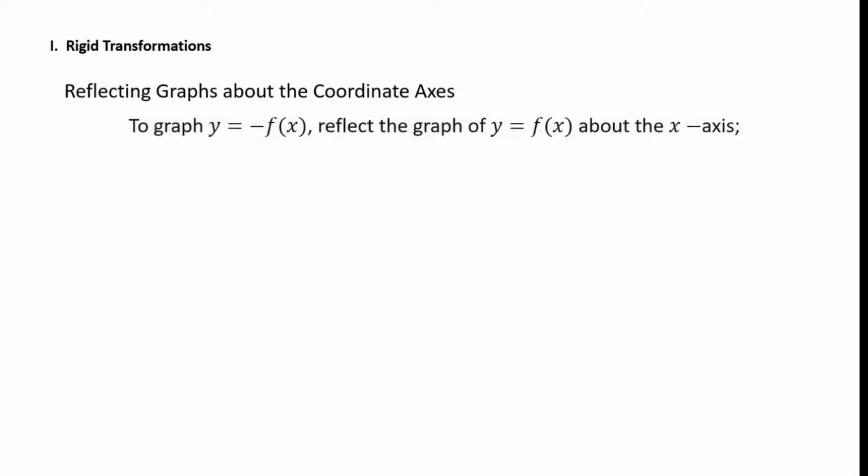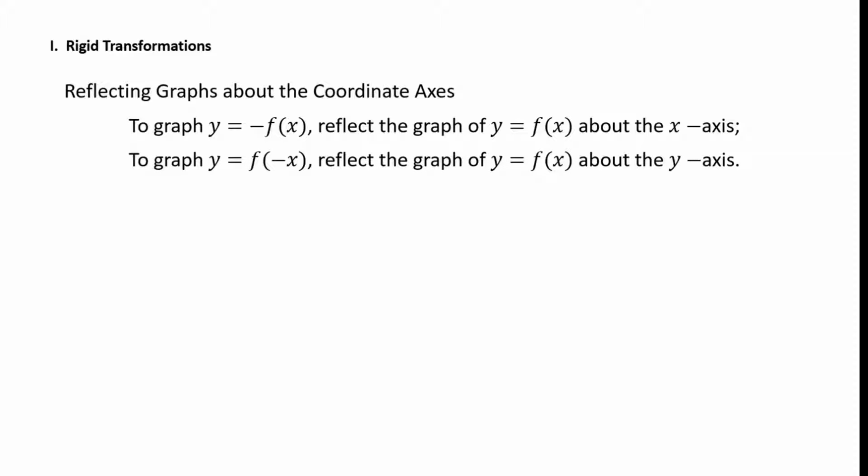Reflecting graphs about the coordinate axis. To graph y equals negative f of x, reflect the graph of y equals f of x about the x-axis. This is a top to bottom or bottom to top shift. To graph y equals f of negative x, reflect the graph of y equals f of x about the y-axis. This is a side-to-side shift.